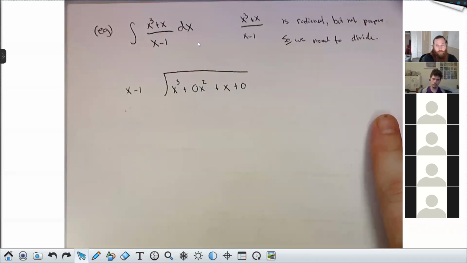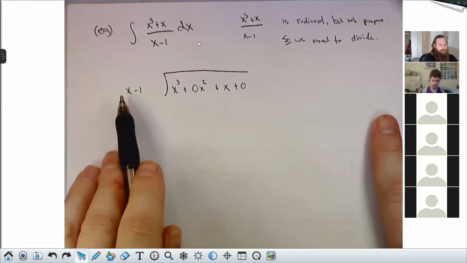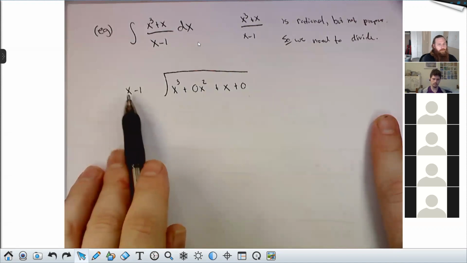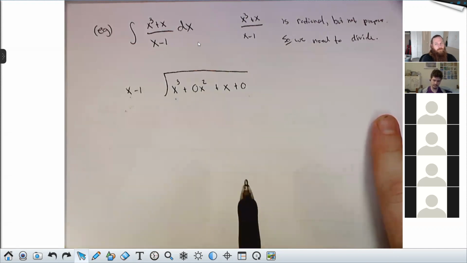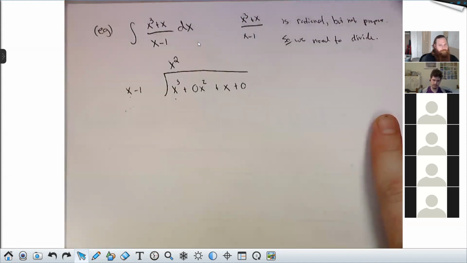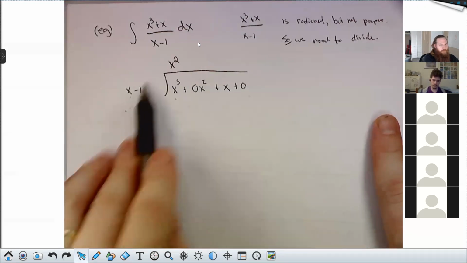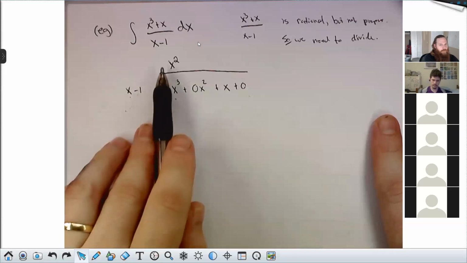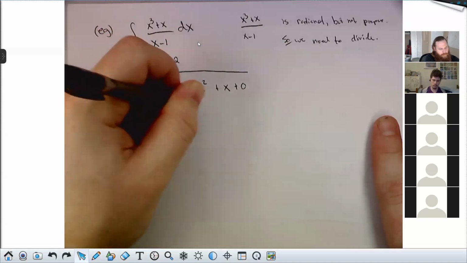The trick to dividing polynomials is to pay attention just to the lead terms. I don't care about this, and I don't care about this one. I ask, by what must I multiply x in order to get x cubed? And the answer is? x squared. Yeah. So I write that up here. Then I take this and I distribute it over these two terms. So x squared times x is x cubed. x squared times negative 1 is negative x squared. So I write down here x cubed minus x squared.